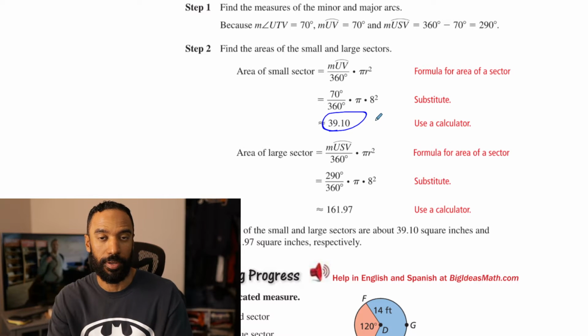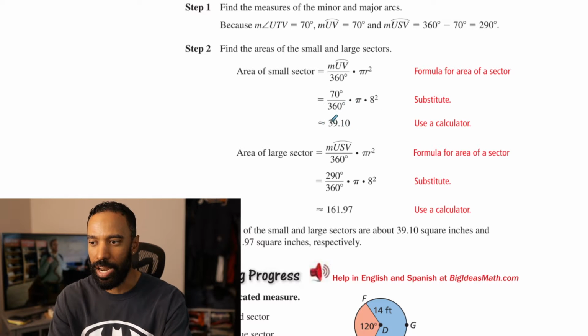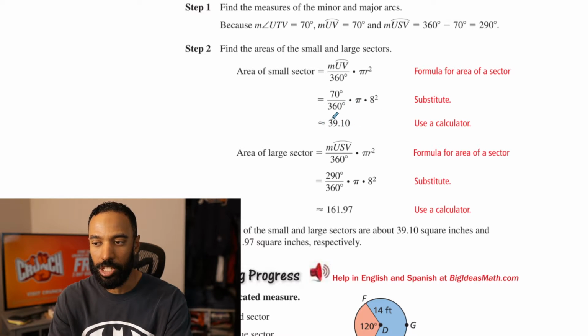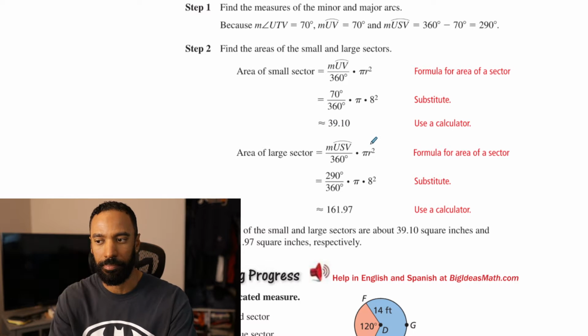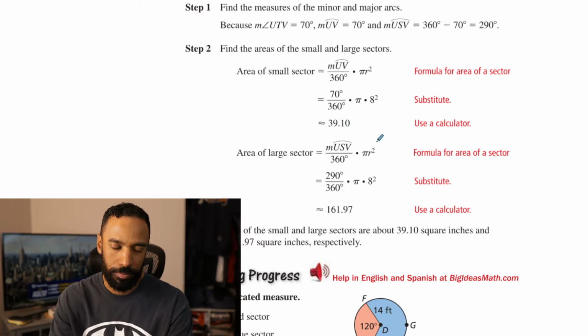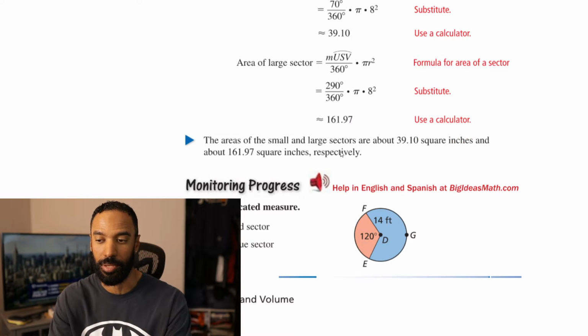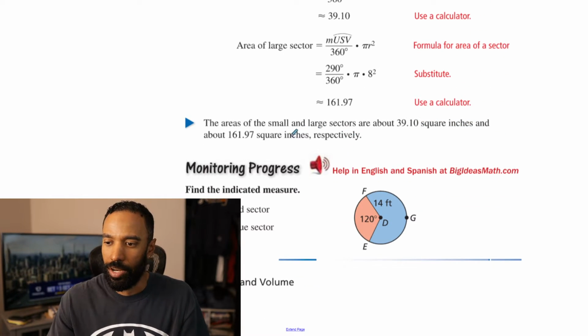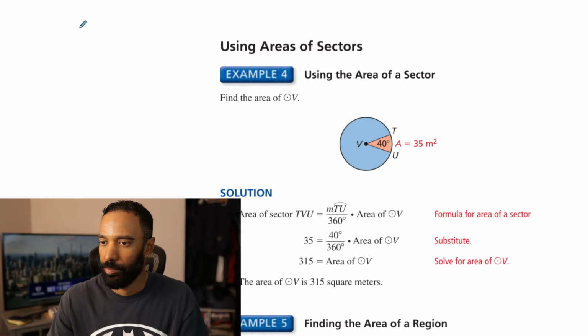You could have also subtracted from the area of the circle, the 64 pi, because whatever's not, we just talked about the geometric probability thing. Whatever's not this part is the rest of that circle's area. So we could have done 64 pi minus the 39.1-ish number. And apparently we would have gotten the same answer. So there you go. Let's keep going.